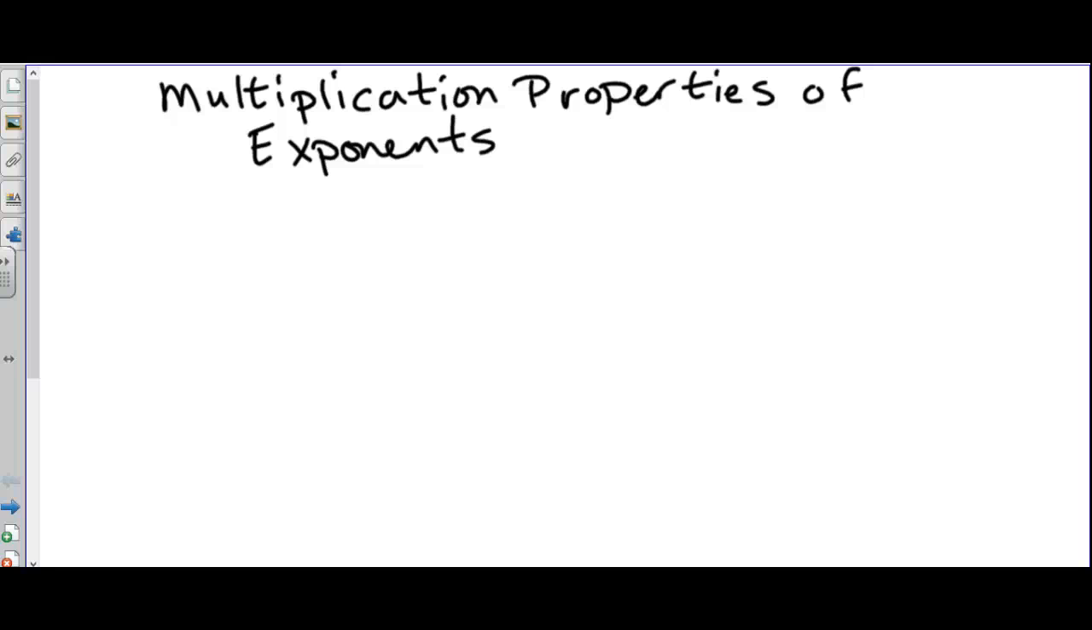This video will be about the multiplication properties of exponents. So when you're multiplying two things together and they have exponents involved, we can figure out a shortcut way.